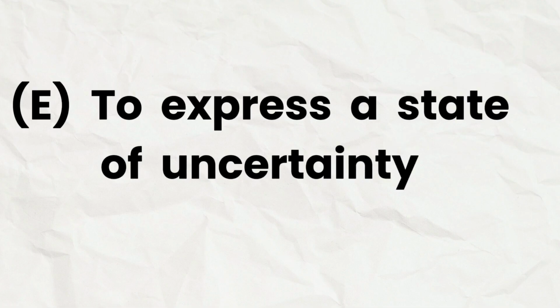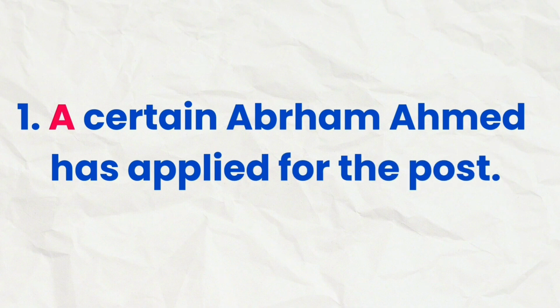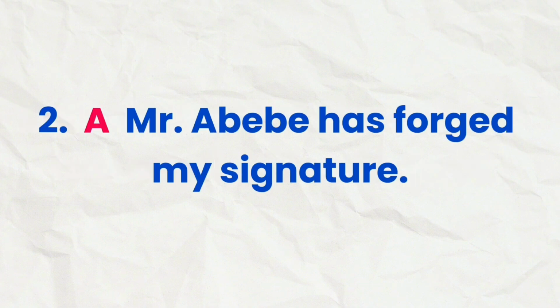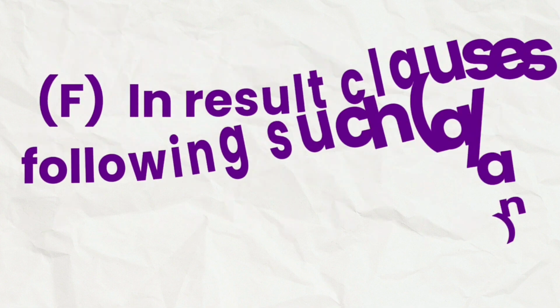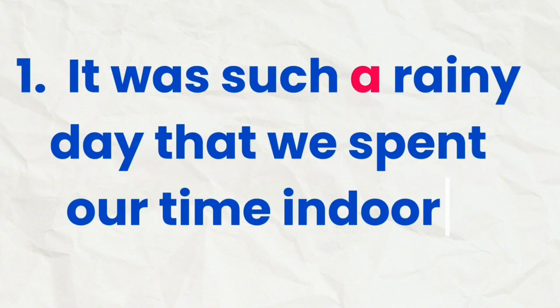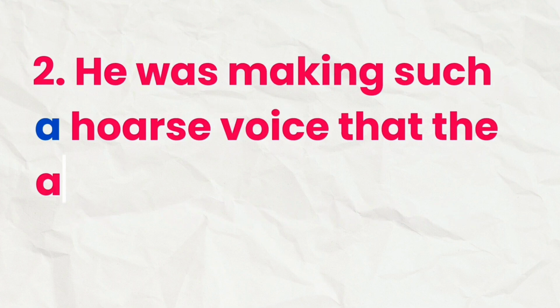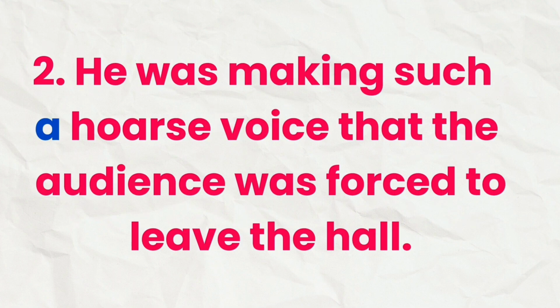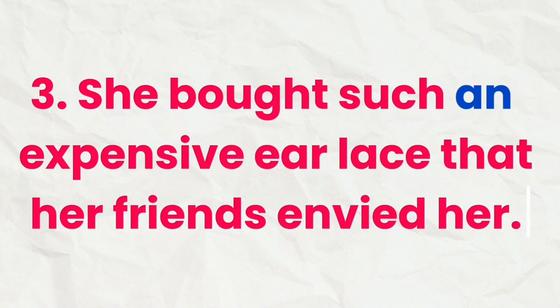E) to express a state of uncertainty. Examples: 1. A certain Abraham Ahmed has applied for the post. 2. A Mr. Abebe has forged my signature. F) in result clauses following such a or an. Examples: 1. It was such a rainy day that we spent our time indoors. 2. He was making such a hoarse voice that the audience was forced to leave the hall. 3. She bought such an expensive necklace that her friends envied her.